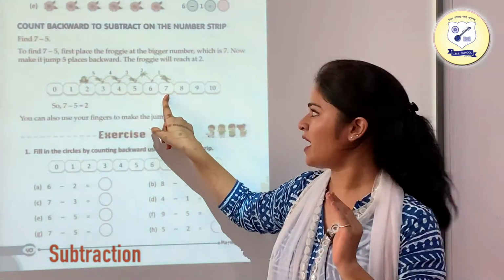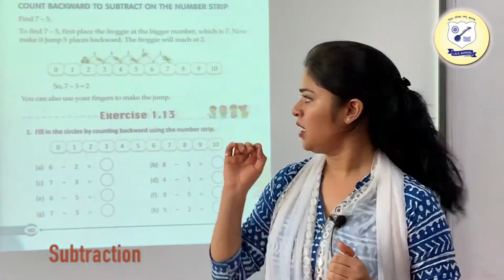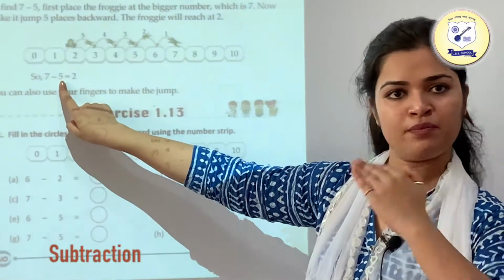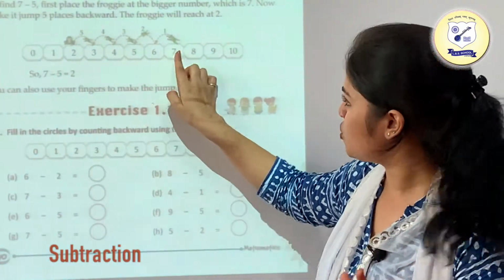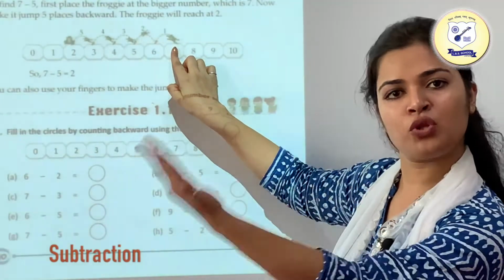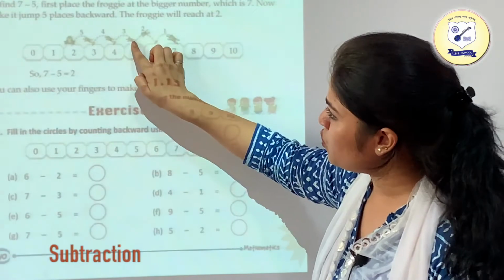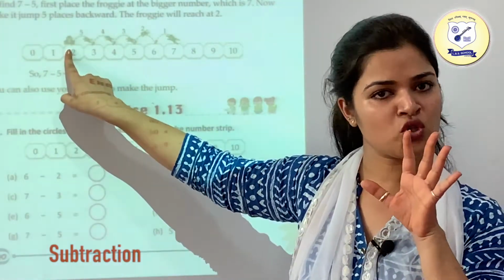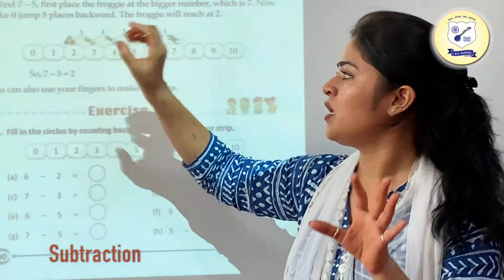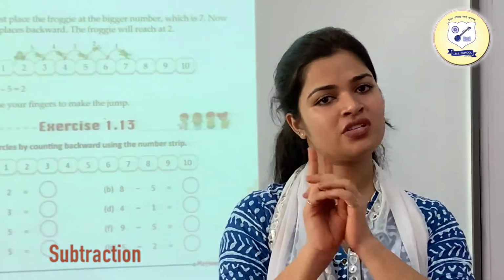After that you can see that I am having a frog who is just jumping from one step to another. Now how many steps that frog needs to jump is the second number, which is your 5. So from 7 just move to the back side, or the reverse side. 1, 2, 3, 4 and 5. After moving those 5 steps, the frog has reached the answer. So that is your answer, which is 2.